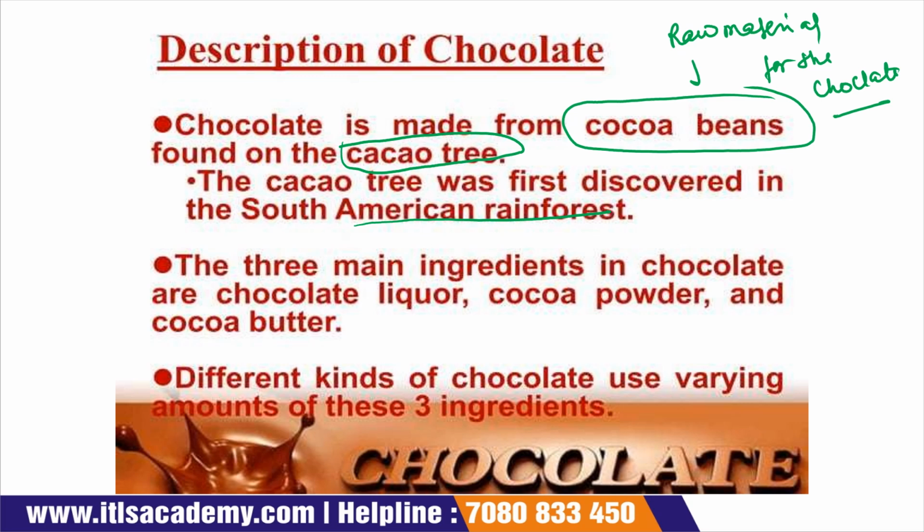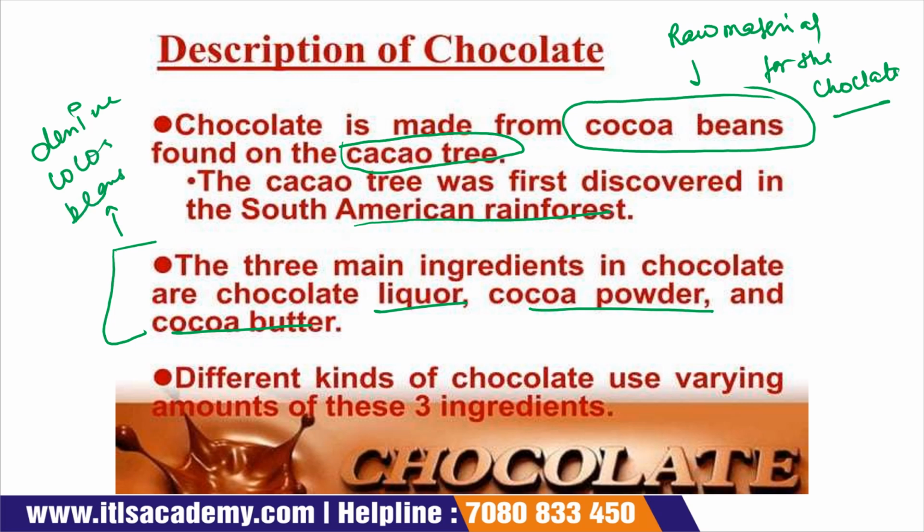The main ingredients of the chocolate are chocolate liquor, cocoa powder and cocoa butter. All three main ingredients of the chocolate are derived from the cocoa beans, or you can say that they are the byproducts of the cocoa beans.